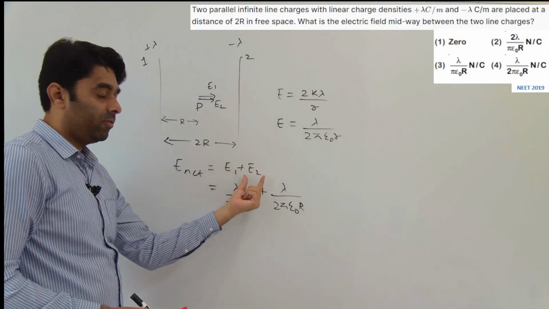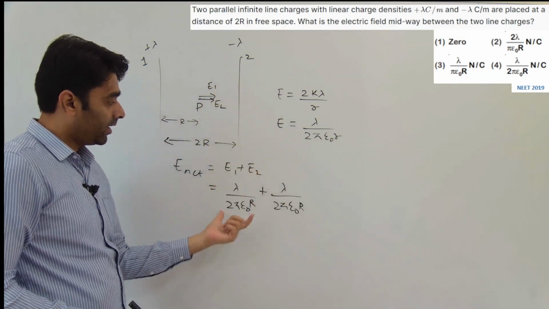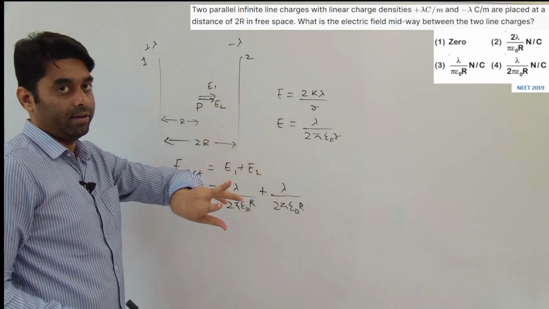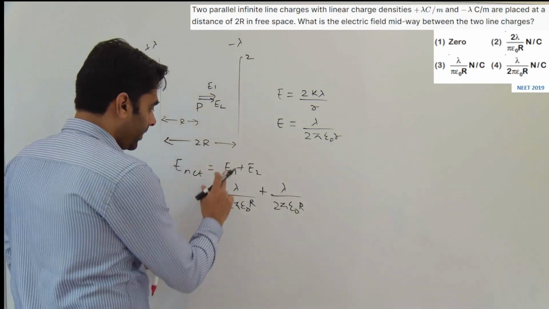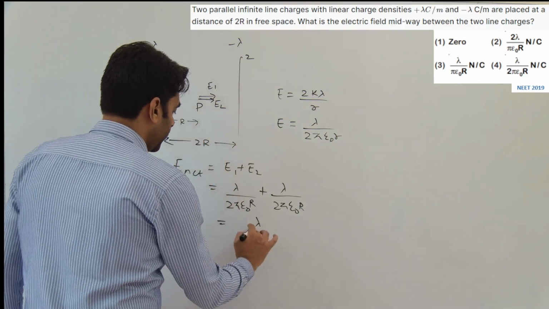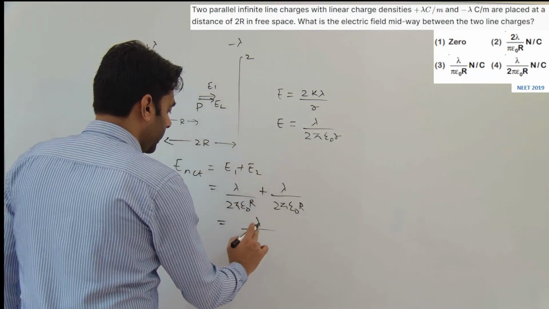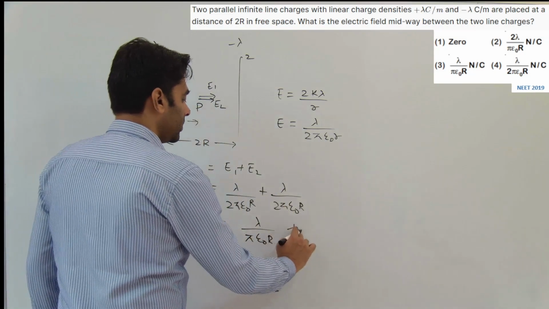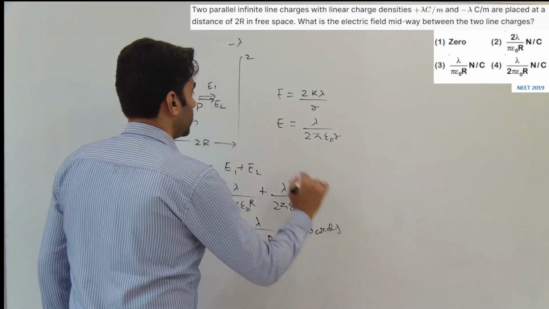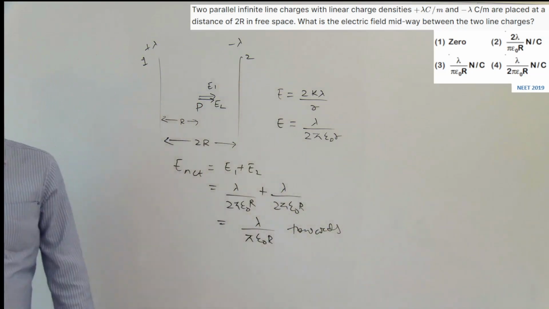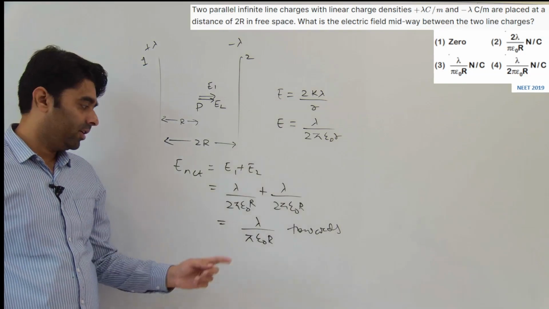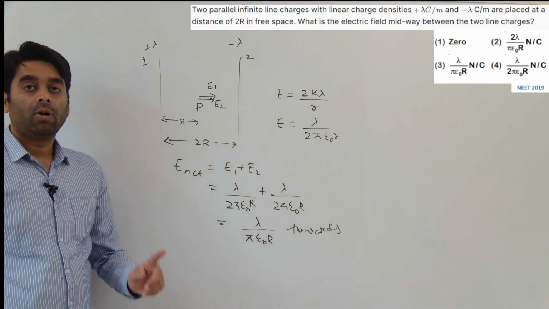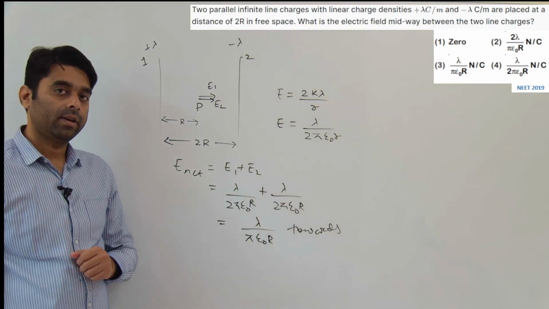That's why I did E1 plus E2. So that effect has already been considered. That's why we are adding up the electric field. So finally, when we add up, we get 1/2 plus 1/2, which is 1. So we'll have lambda by pi epsilon naught r, directed towards the negative line wire. They are only asking for the magnitude, which will be lambda by pi epsilon naught r. Option number 3 is our correct answer.